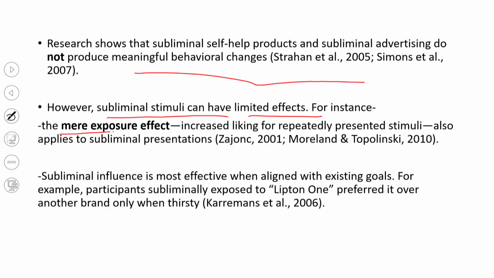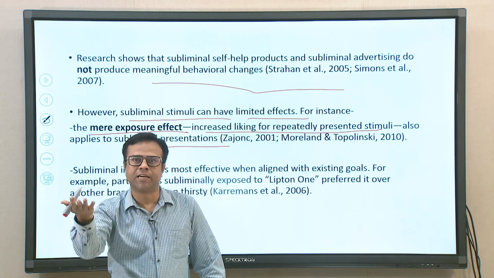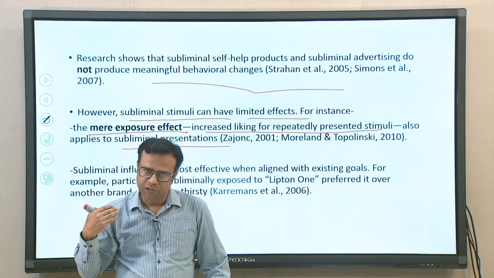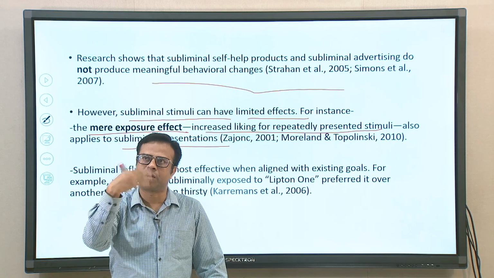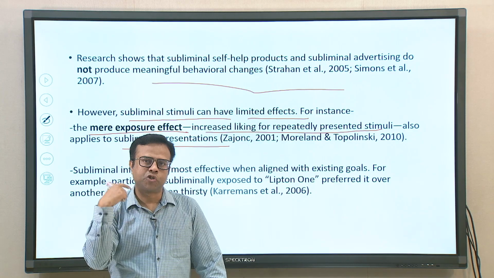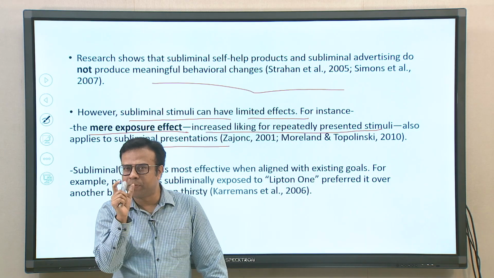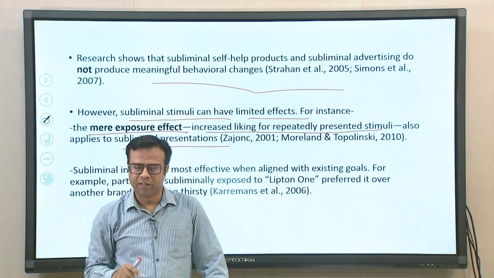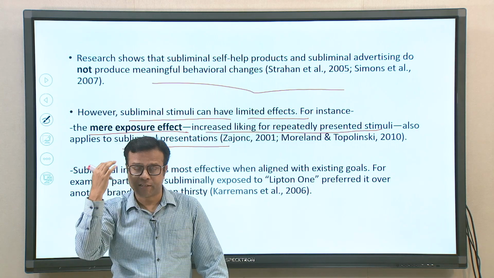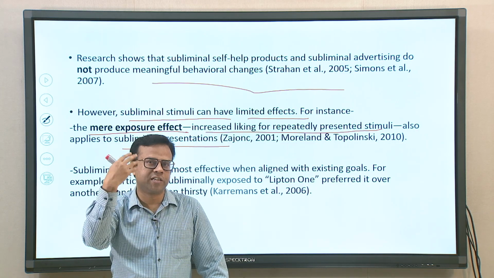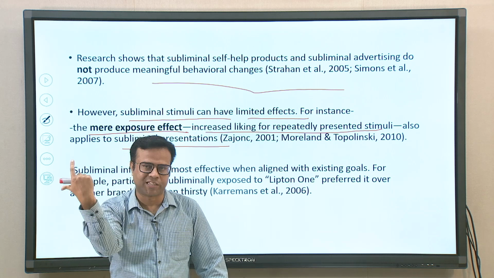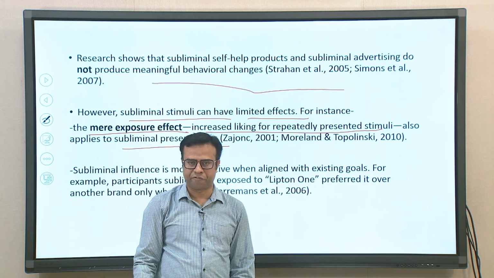For example, the mere exposure effect, increased liking of a repeatedly presented stimulus, also applies to subliminal presentation. When you repeatedly present something, even if it is subliminally presented, you may start liking it. This is what advertisement is all about. You are showing the same thing again and again, everywhere you see some product and somebody endorsing it, and slowly people may start liking it. Research shows this exposure effect can be true even when presented subliminally. Even though you may not be consciously detecting it, something unconsciously may influence you, and you start liking something when it is presented again and again. This is called the mere exposure effect.